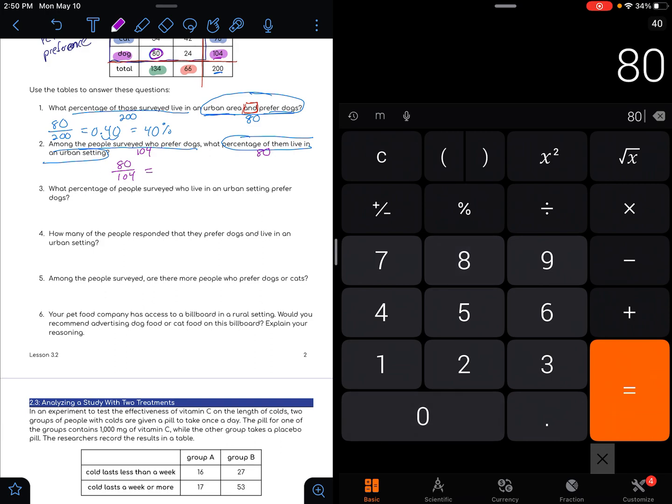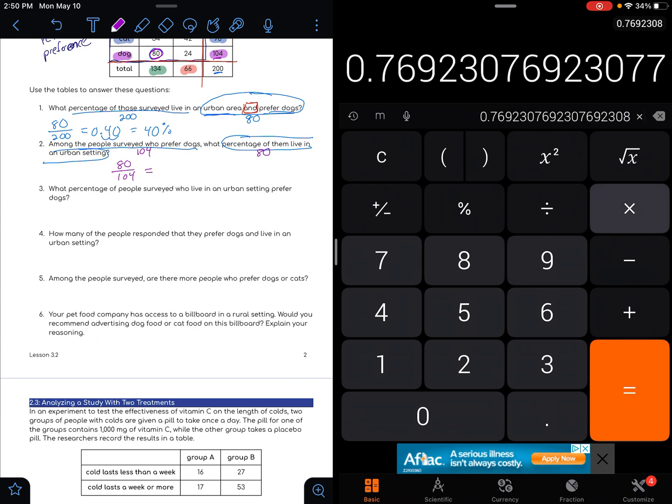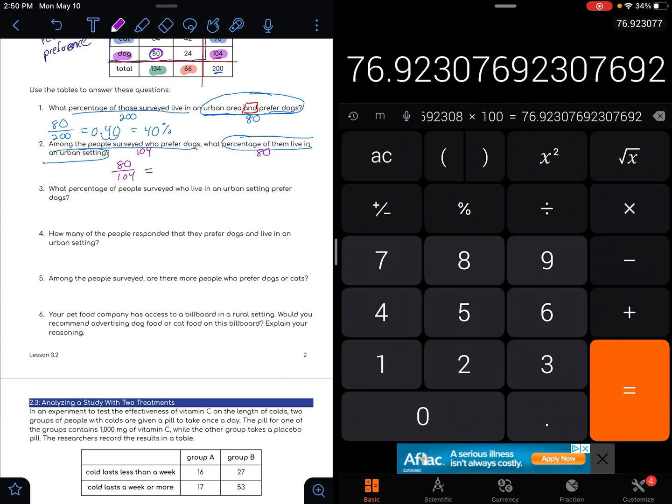So 80 divided by 104 is 0.769. So that's not quite as nice. We'll multiply that by 100. So that is about 77%.